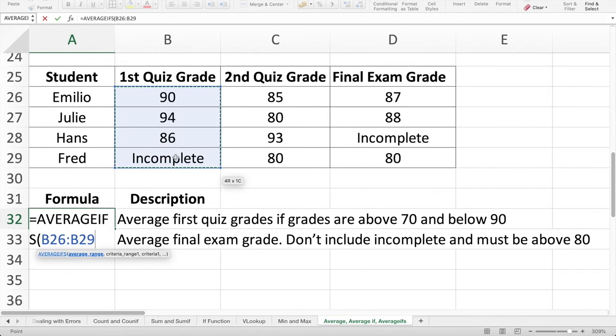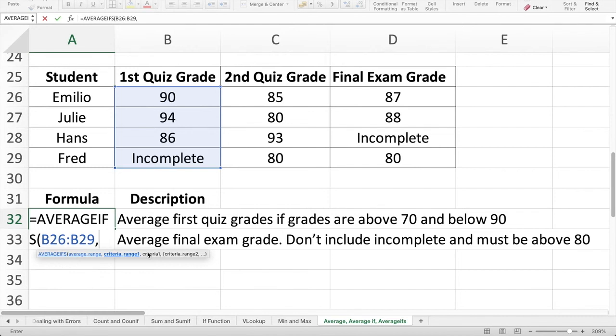Incomplete is included in our highlighting since it is part of the grade, although it is just an incomplete. Then for the criteria range 1, take note, guys, we have here criteria range 1 and we also have criteria 1. This is not the same, but they are connected. The criteria 1 is connected with criteria range 1.